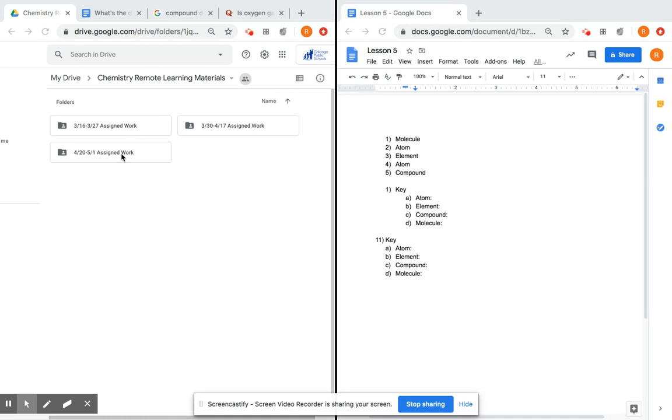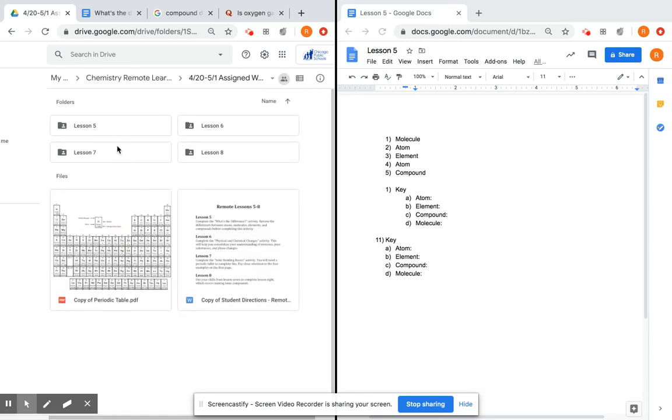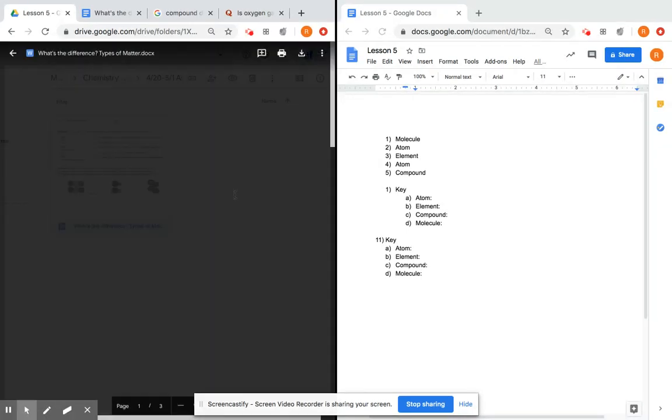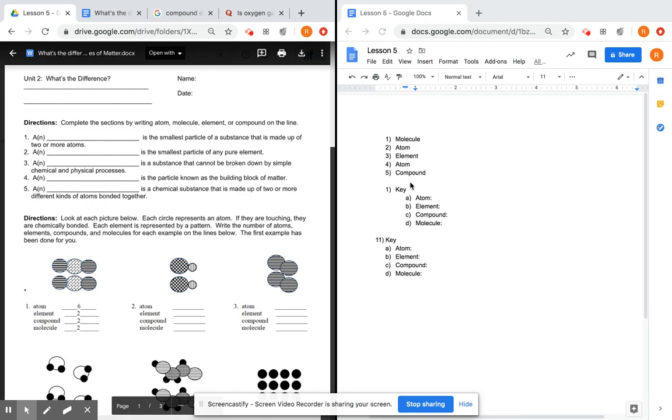So let's go through a couple examples. I want to talk about lesson 5 and help y'all out because I think people are struggling with the idea of compound. So I'm going to pull that up. And there it is. Okay, so I want to just go through the first 5 answers.